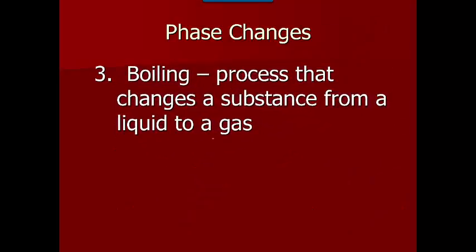Boiling is another liquid to gas, so it's a type of vaporization, but this is again going to be happening all the way through the liquid, where evaporation only happened at the surface.